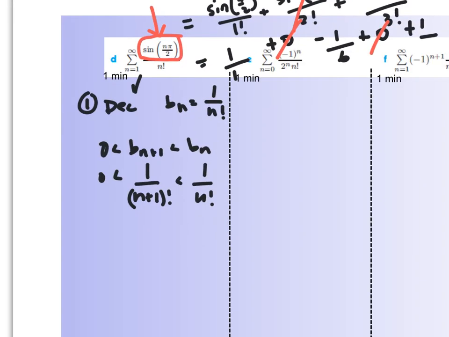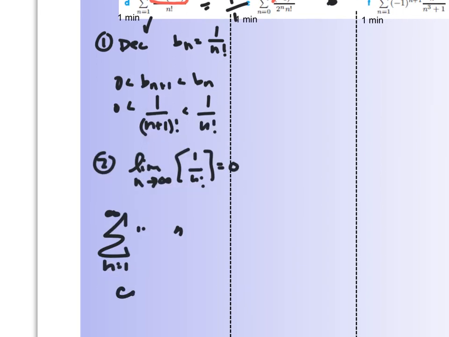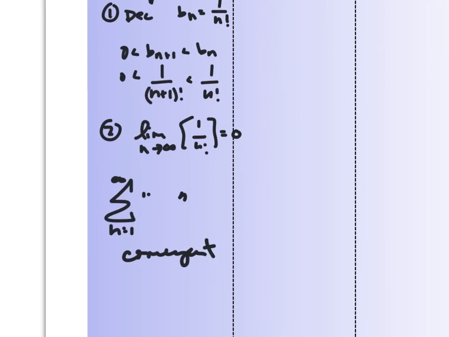And then in 2, kind of like we did in the notes earlier, the limit as n goes to infinity of 1 over n factorial. We used the squeeze theorem to show that that equaled 0. So therefore we could say that this series, I'm not going to write it all the way out, but this series that we have above will be convergent by the alternating series test.